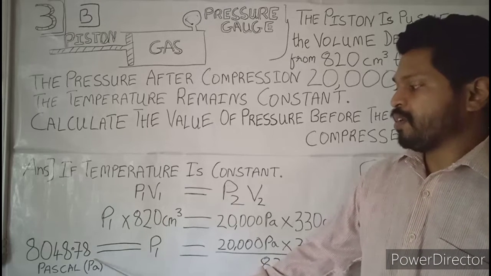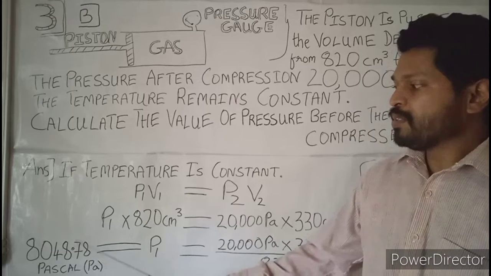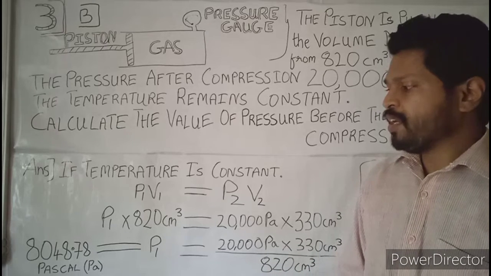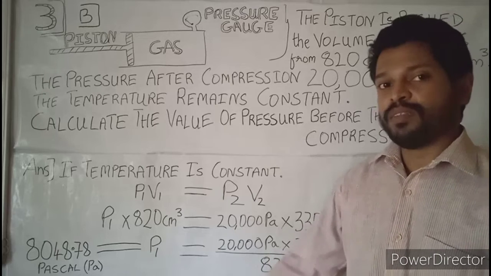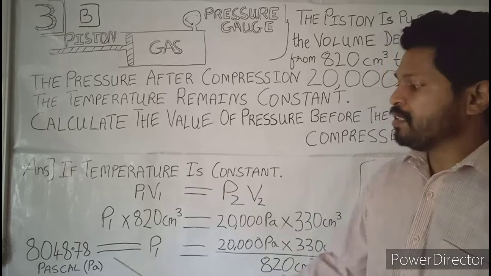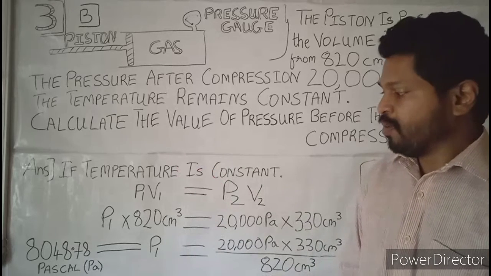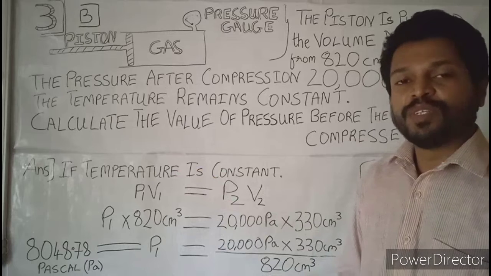So now after division you will get this term. This is the final outcome. You can take your calculator and calculate accordingly. It comes around 8048.78 pascals. You have to write Pa. This is a short form of pascals itself. So this is the initial pressure before compression of the gas. Okay, we have found this out using this formula. So hope you have understood this.